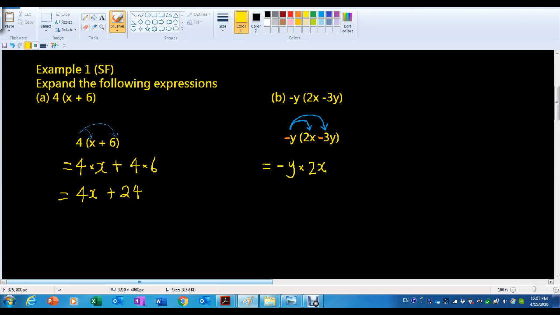Because that's minus y multiplied by another minus, we understand that minus multiplied by minus would be positive. That's the rule of multiplication between different signs. So minus y times 2x, one minus and one positive, becomes minus. But if you multiply minus y by minus 3y, two negatives become positive, so the sign here is positive. So minus y times minus 3y becomes y times 3y.